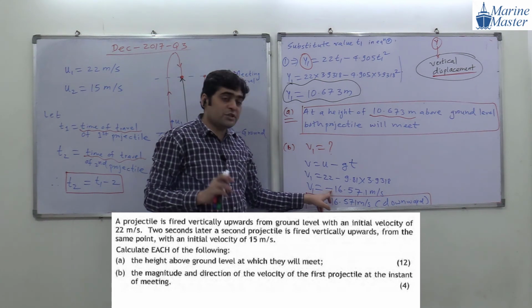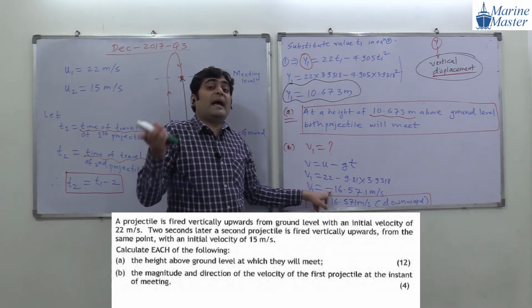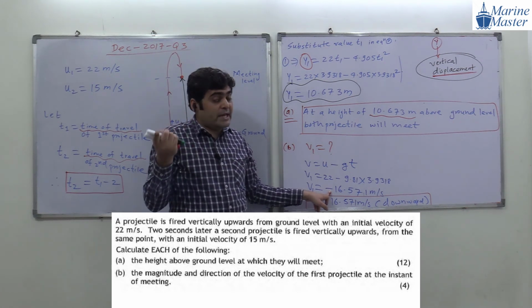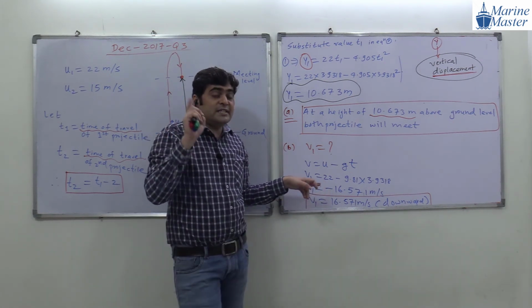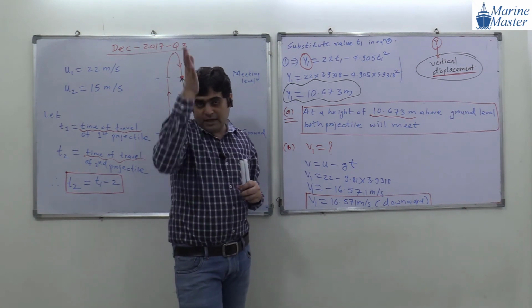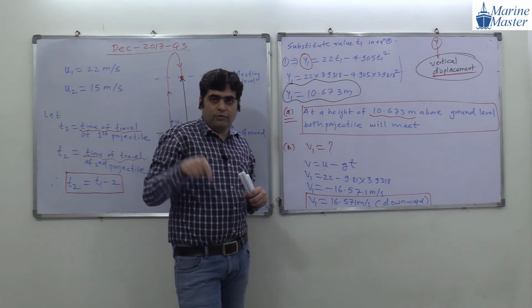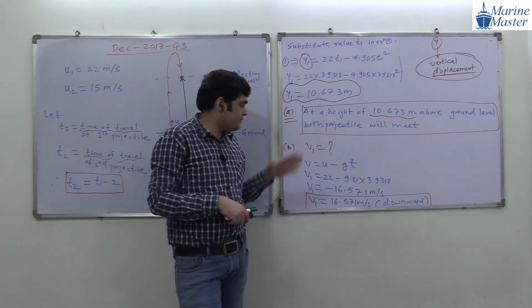And whenever velocity is negative, it doesn't mean retardation. If acceleration is negative, then it is meant by retardation. If velocity is negative in vertical motion, it means our velocity is downward. Please everyone write down this B point.